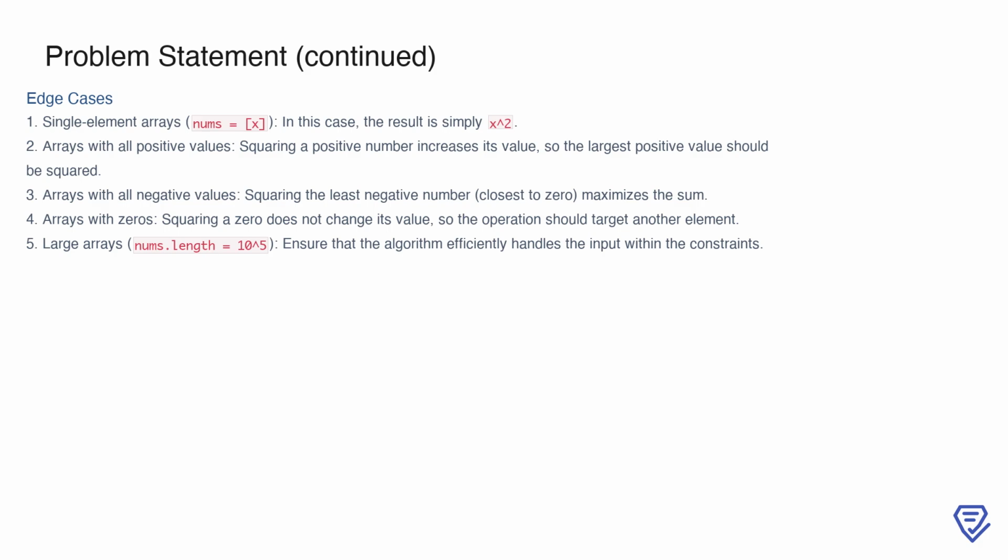Arrays with zeros also present an interesting scenario, as squaring a 0 has no effect, so the operation should target a different element. Lastly, for very large arrays with up to 100,000 elements, it's crucial that our solution is efficient and adheres to the given constraints. These edge cases highlight the variety of scenarios we need to handle in our implementation.